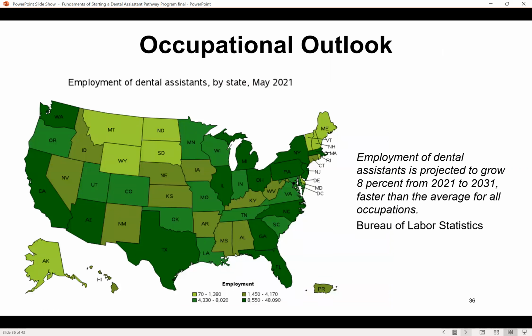So we know that dental assistants will always be in demand, and Jen earlier on spoke to the need for dental assistants, and there are just so many opportunities for your students to find work in this area. It's a really growing area, and it's one that we certainly have a gap to be filled in the workforce.